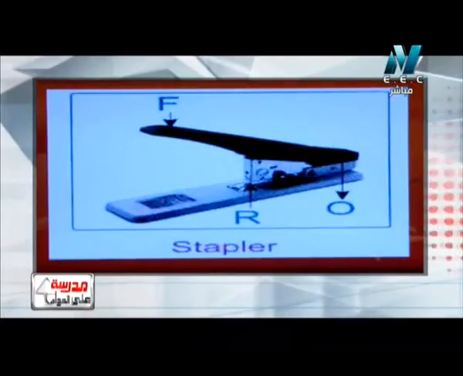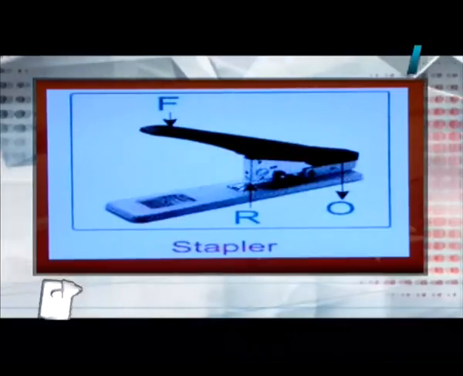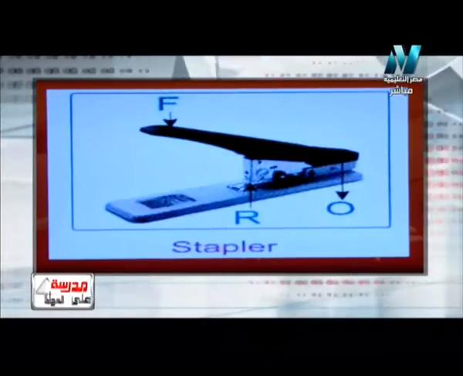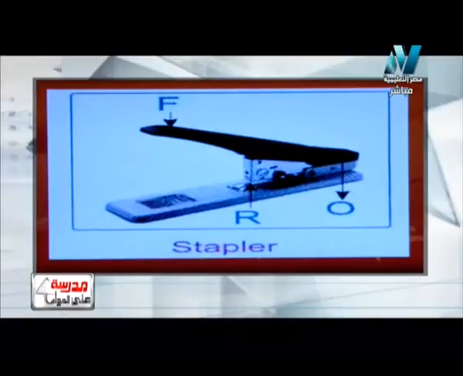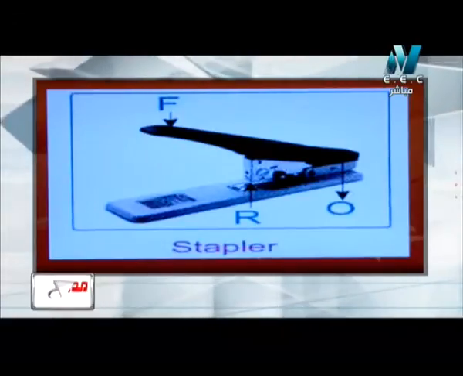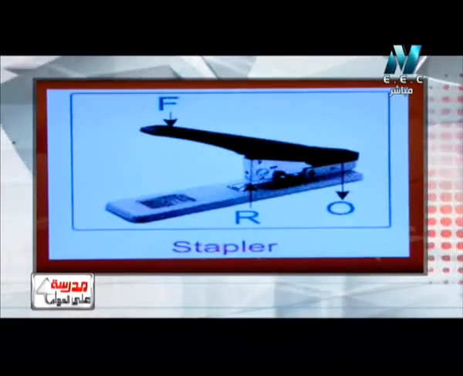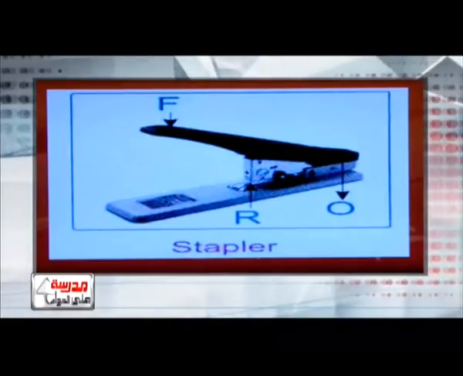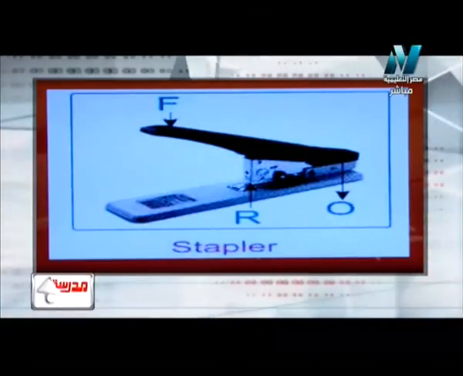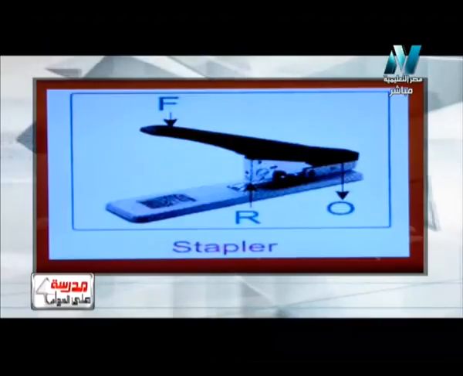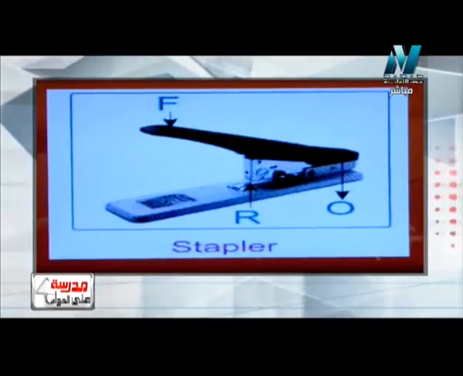Another example: stapler. It contains resistance between effort force and fulcrum, or it contains R between F and O. So it will be the second class lever. Second class lever. Another example.